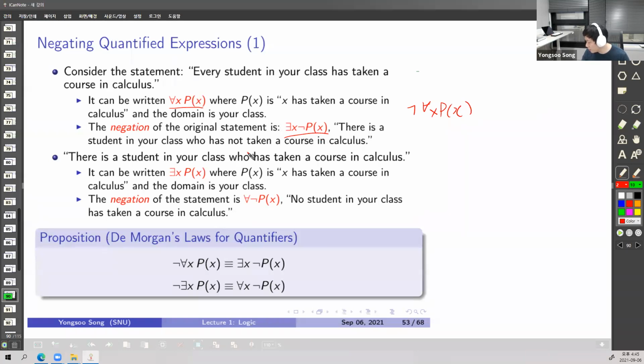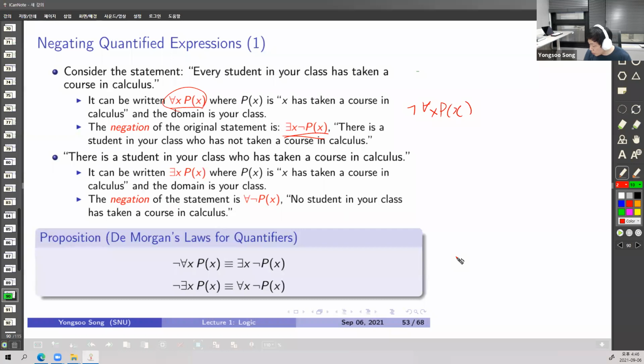And if you convert this plain English into a logical statement, we use this representation. So we can say the negation of this universal quantifier is an existential quantifier used with the negation of the internal proposition. And there's another example about the negation of an existential quantifier. You can just take a look at this example.